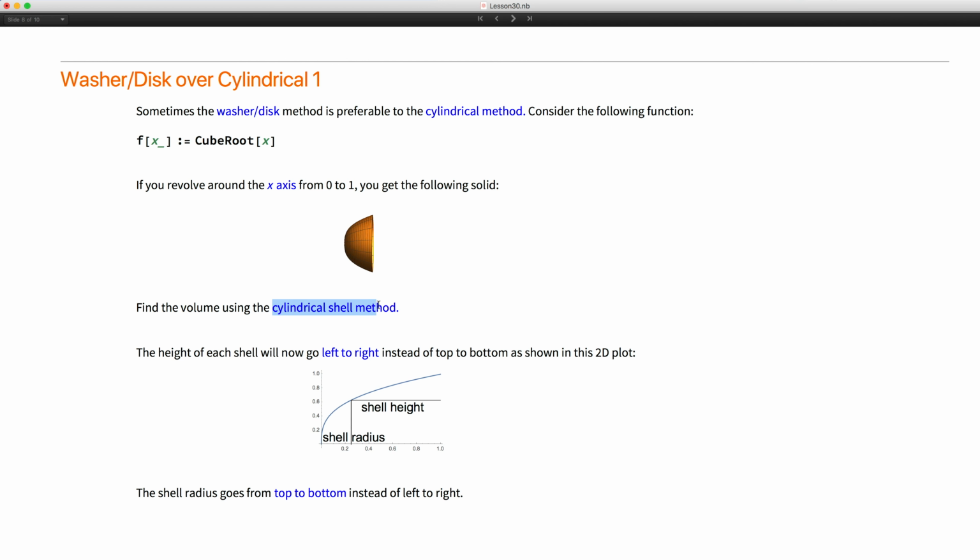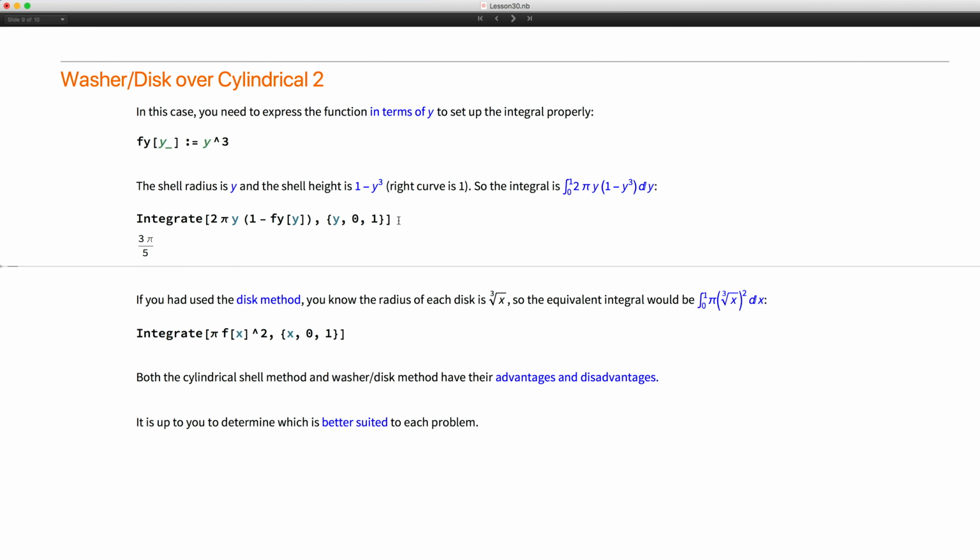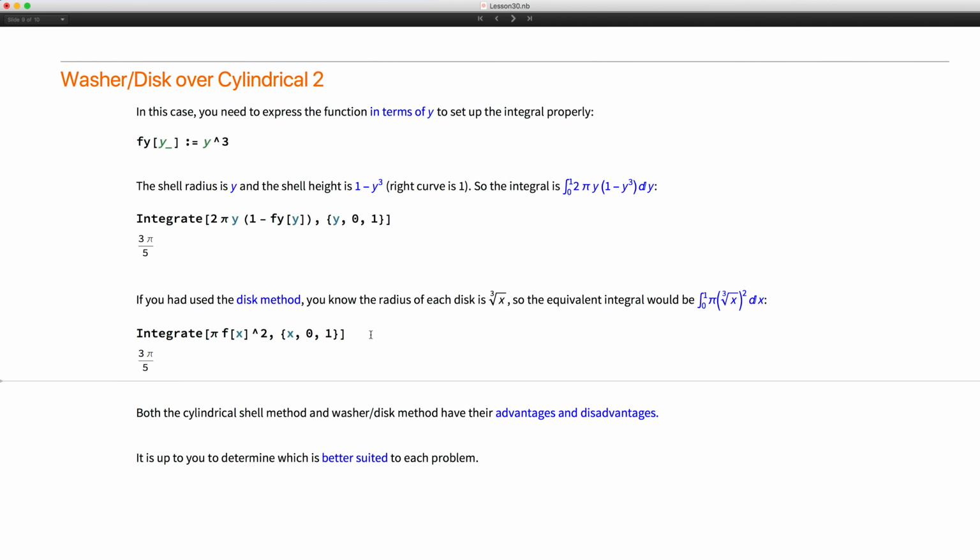If you try the cylindrical shell method, things become a bit harder because now the shell height is horizontal rather than vertical. So if you had to apply the cylindrical shell method, you would first of all rewrite the function as a function of y, then work out the shell radius, then work out the integral. But with the disk method, things are much simpler because you simply have cube root of x as the function. So you apply pi times r squared dx, integrate from 0 to 1, and you get back the same volume.